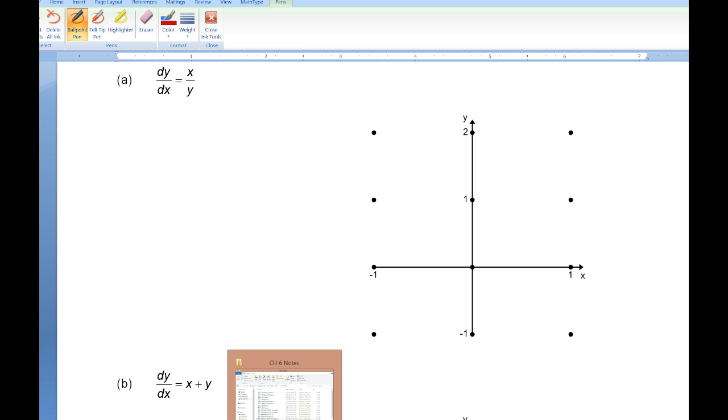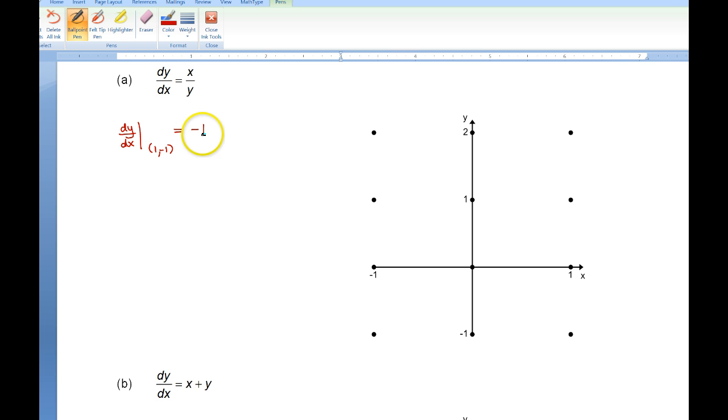And what we want to do is at each of these points, we're going to draw a small line segment that represents the slope at that location. So for example, let's go with 1. We'll start on the right corner. So 1, negative 1. So dy/dx at (1, -1) would be what? Well, what would be the x over the y? 1 over negative 1, which would give us a slope of negative 1.